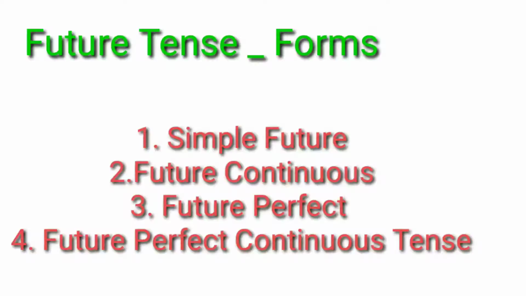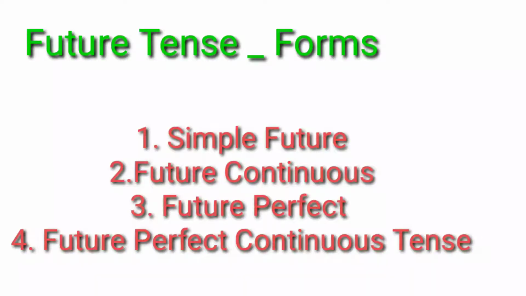Even in future tense we have all four forms, and let us learn when we use them and what the structures of these are. When do we use future tense? Sometimes when you are going to do some activities in future, suppose you are going somewhere and you have to make a plan, and you have to make a schedule of it. For that, we use future tense.